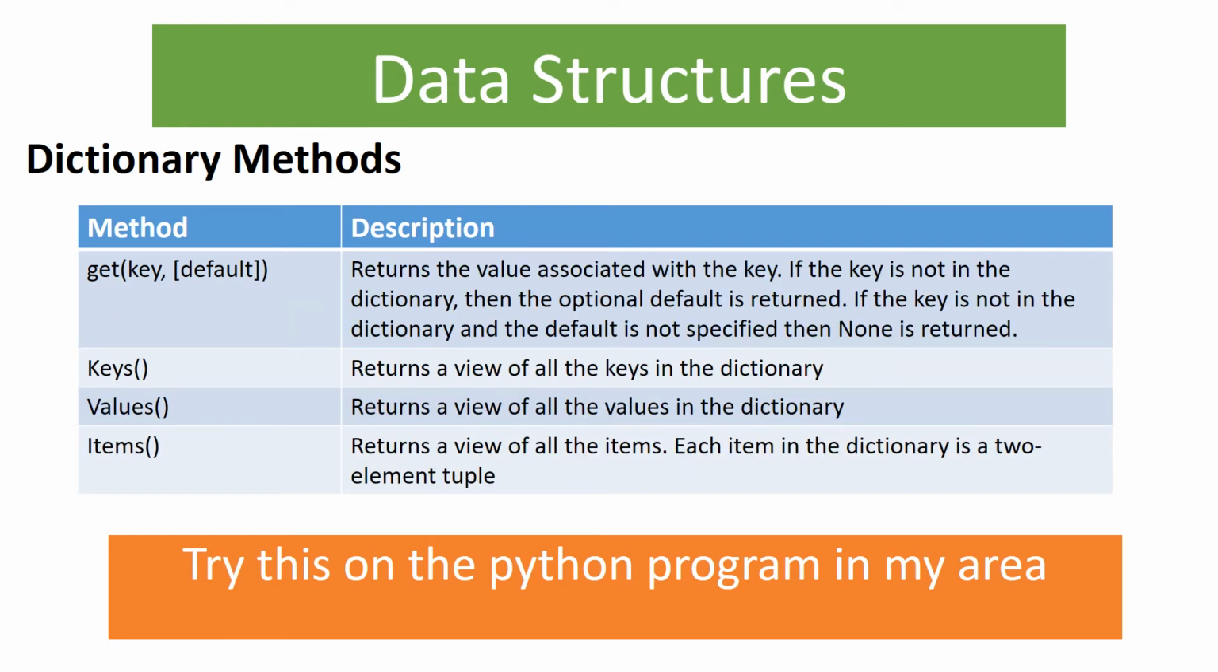Our first method is get, and this returns the value associated to our key. So if you remember in our last example, our key was Abdullah and the value was 5. However, if the key is not in the dictionary, then an optional default is returned. That default can be specified, and if it's not been specified, then none is returned. Keys returns a view of all the keys in the dictionary. Values returns all the values, and items returns all of the items. So each item in the dictionary is a 2D element of a tuple.